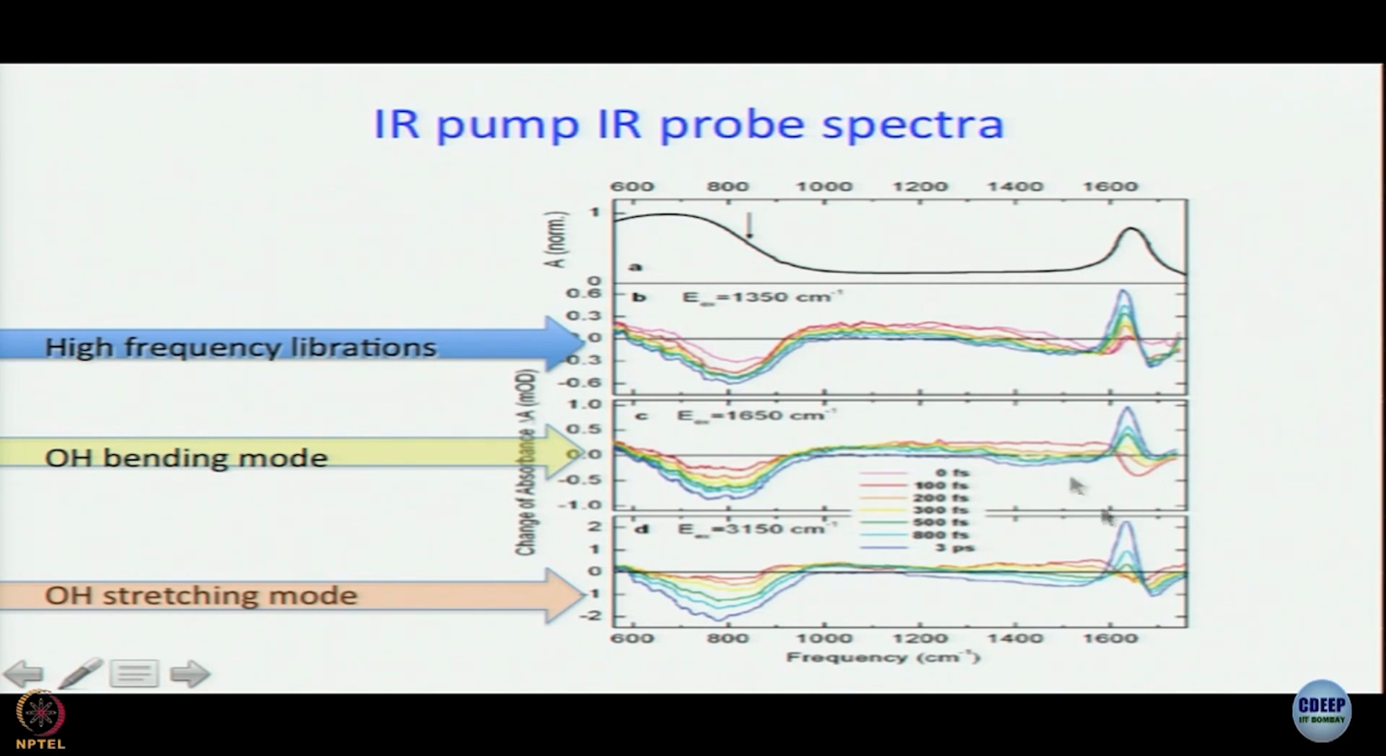So, what do you have before going into each of these quantitatively? If you see when you excite the OH stretching mode, remember OH stretching mode is how much? 3150 centimeter inverse. You get a bleach at 1700 centimeter inverse or so. What does that mean? Why would there be a bleach for the OH bending mode when you pump at OH stretch? You are pumping OH stretch and we see there is a ground state bleach in OH bend.